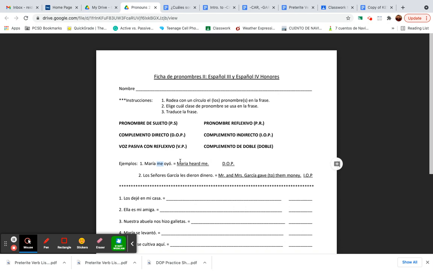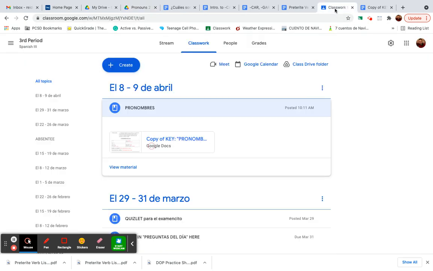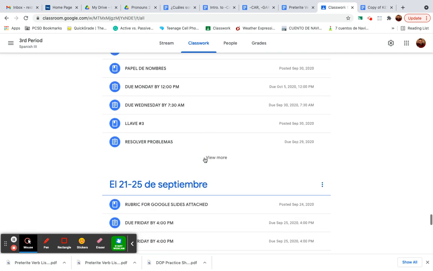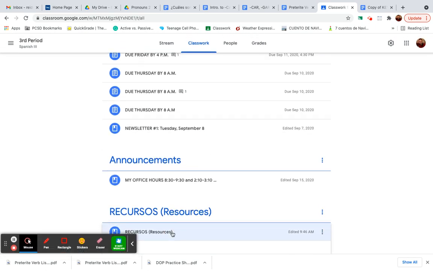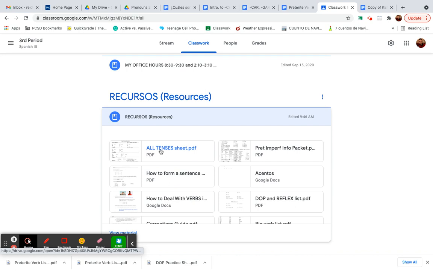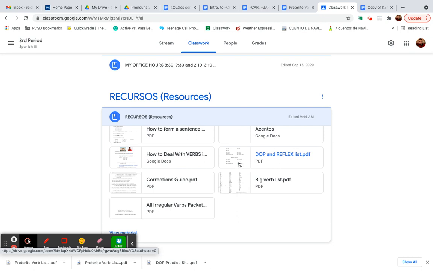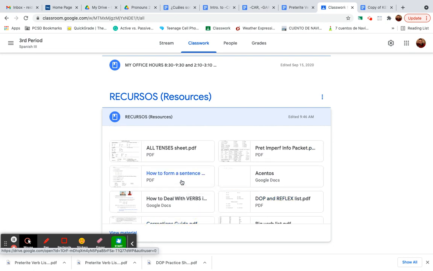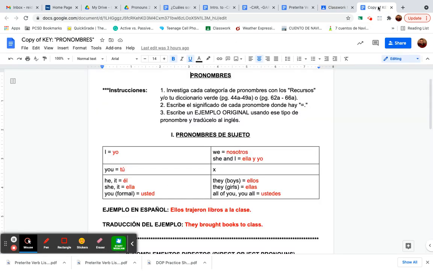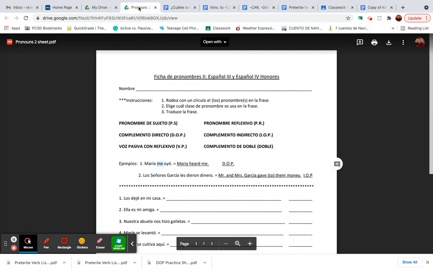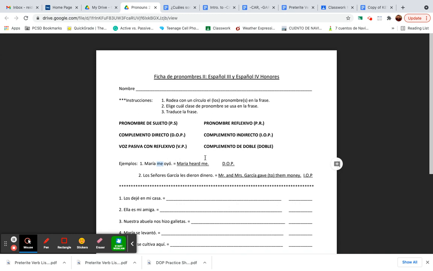So Maria oyó. Maria, well, how do I know that's heard? How do I know what tense that is? Well, that's when you go to our Google Classroom page, go all the way down to resources, and you go to our all tenses sheet that has the endings on it. This one's for the preterite, also more specifically. And then I also pointed out the all irregular verbs packet, where you see if the verb's irregular or not. So once you look at that all tenses sheet, then you should be able to figure out that that's an ending for the past tense, preterite. So that's Maria heard me, because then it says you have to translate it, traduce.